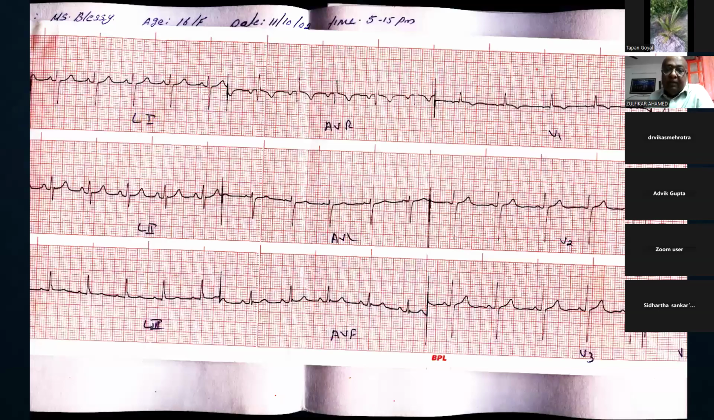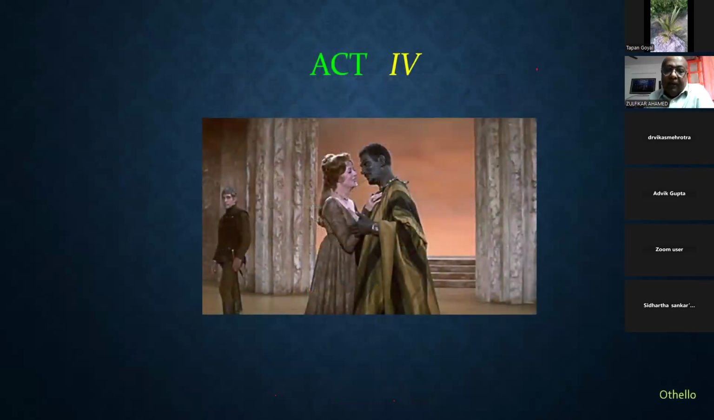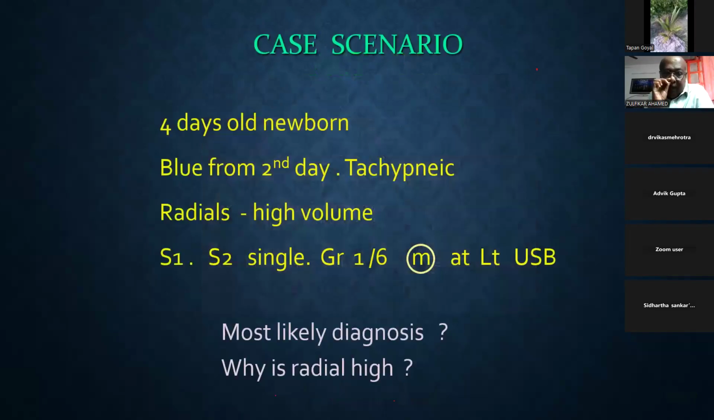So now you know why Madhubala was brought in, because she had a VSD Eisenmenger and died at the age of 36 years. Now we come to another group, a 4-day-old baby.